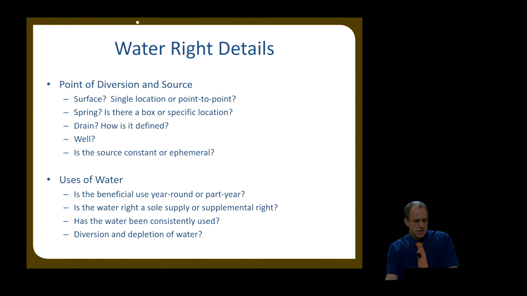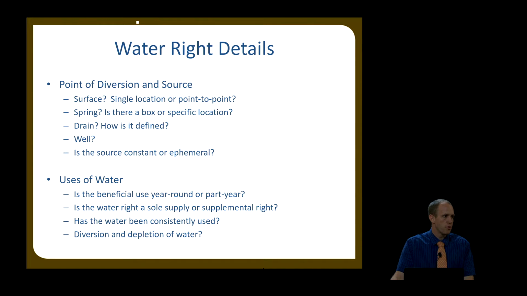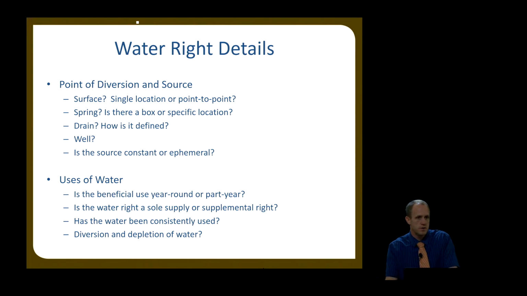The next question is, has the water right been constantly used? And that's important, because if it hasn't been used, as we discussed a little bit, for a 7-year period, then it could be subject to forfeiture. Somebody could take you to court and have that water right declared terminated. And what are the diversion and depletion limitations of the water right? We'll get to that in a second here.